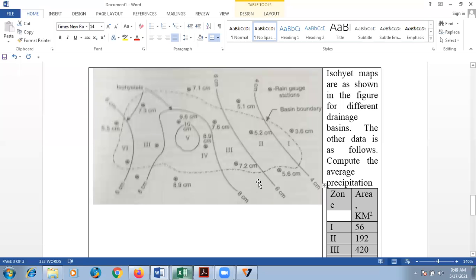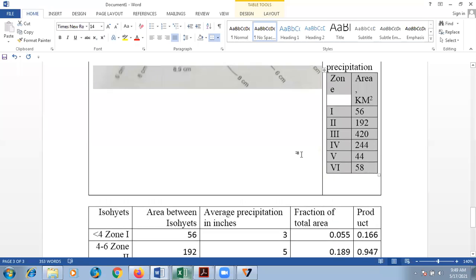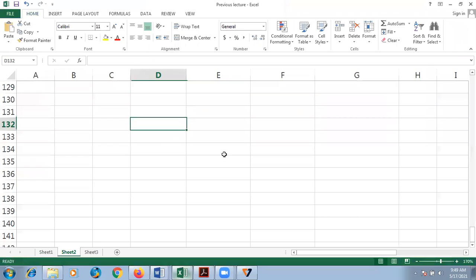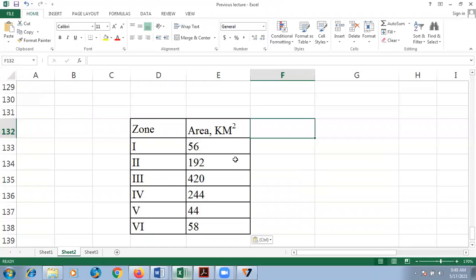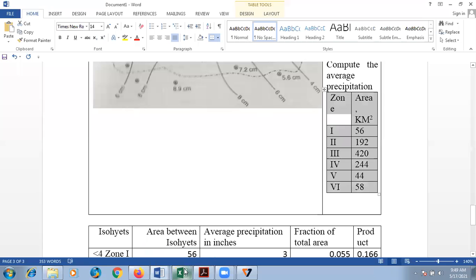So how are we going to solve this kind of problem? So here, in order to solve this kind of problem, first of all, what you have to do is that first you take these zones as it is. First of all, I will take this as it is onto the Excel sheet. See, I have taken zone 1, zone 2, zone 3, zone 4, zone 5. So now the isoheights for these zones have to be understood.